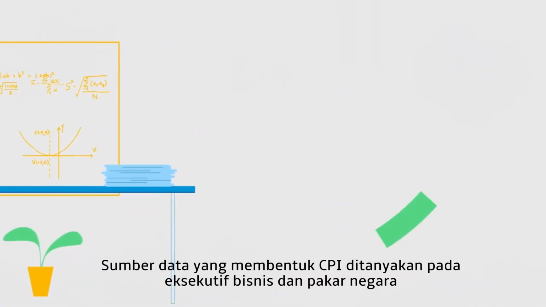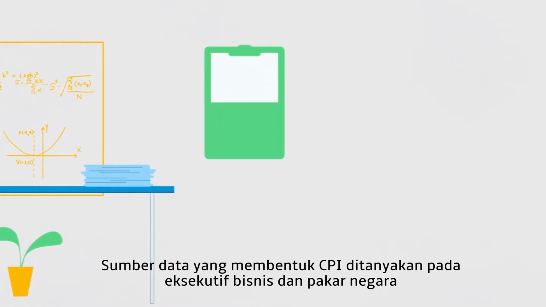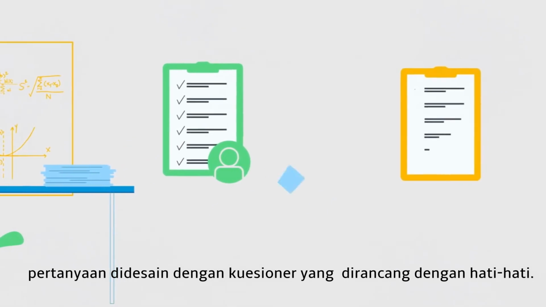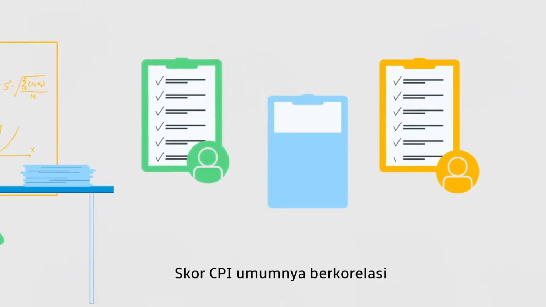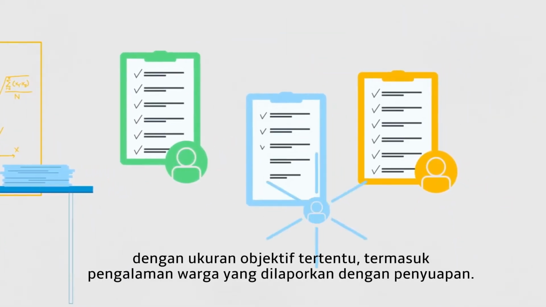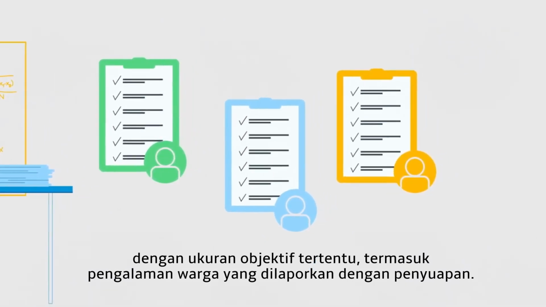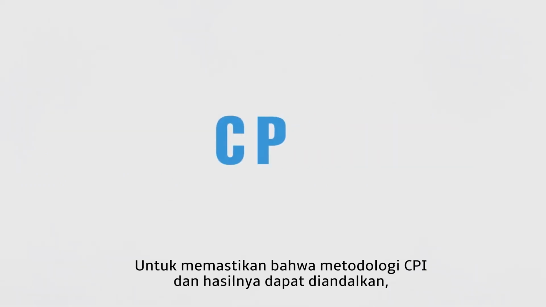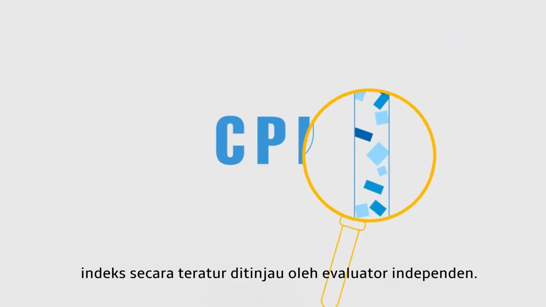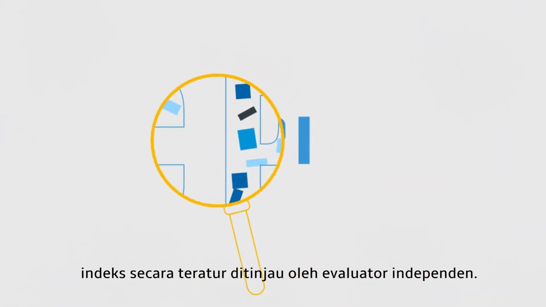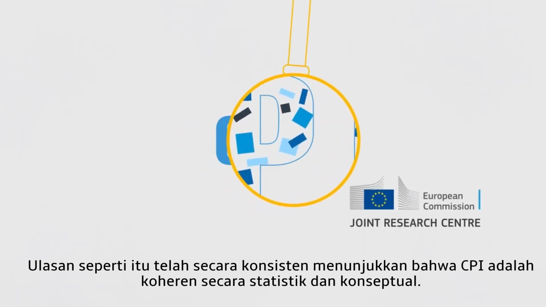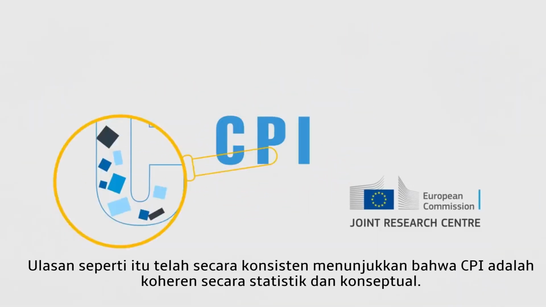The data sources that make up the CPI ask business executives and country experts questions which are based on carefully designed questionnaires. The CPI scores generally correlate with certain objective measures, including citizens' reported experience with bribery. To ensure that the CPI methodology and results are reliable, the index is regularly reviewed by independent evaluators. Such reviews have consistently shown that the CPI is statistically and conceptually coherent.